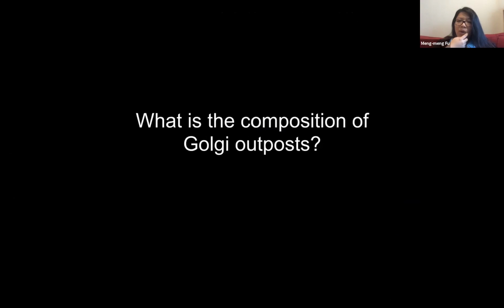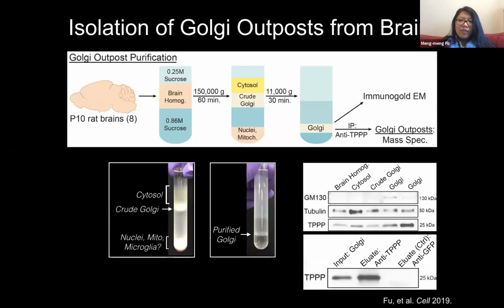So coming back around to the Golgi Outpost and what could be on the Golgi Outpost, this is something that I'm interested in pursuing in my own lab. And part of this published work was to isolate Golgi Outposts from whole brain. So we did a differential centrifugation, and at the end of that, we get a purified Golgi fraction. And from that Golgi fraction, we can then IP against TPPP to specifically isolate the Golgi outposts.